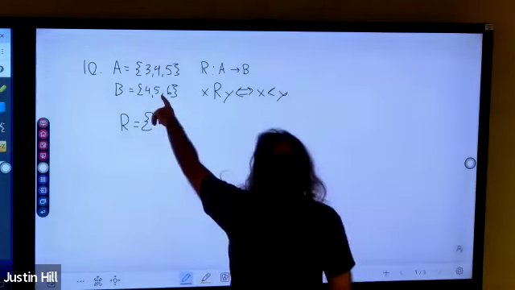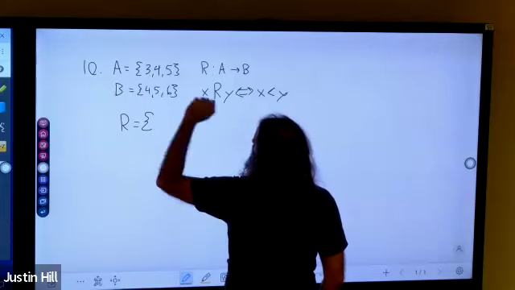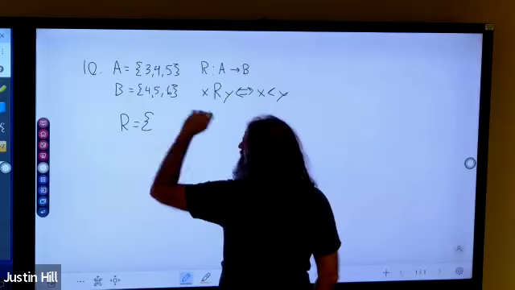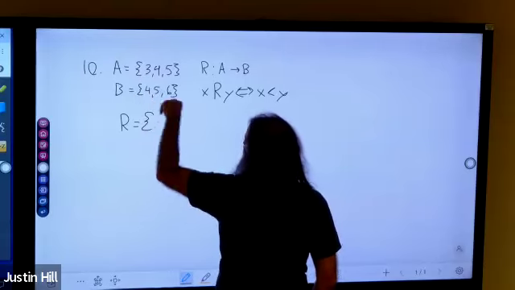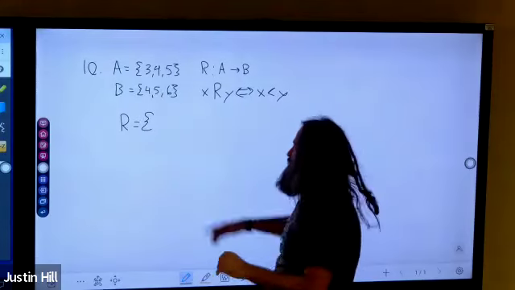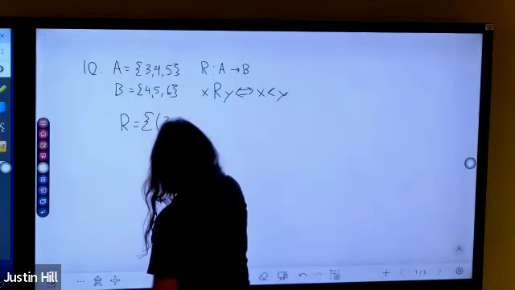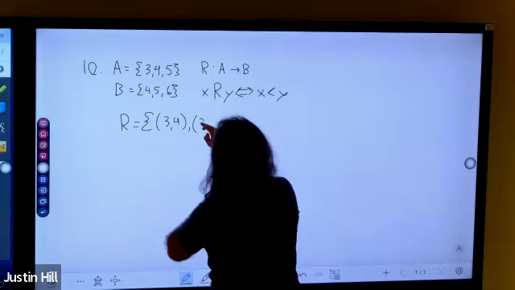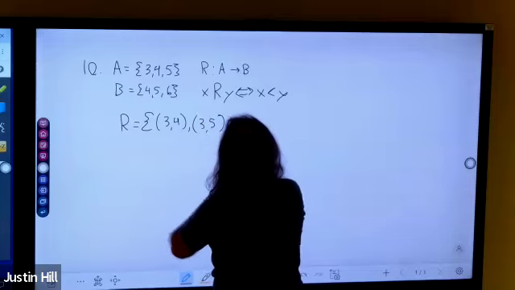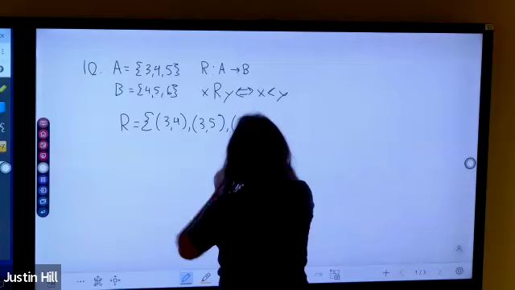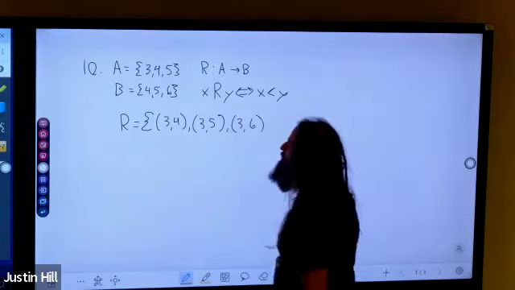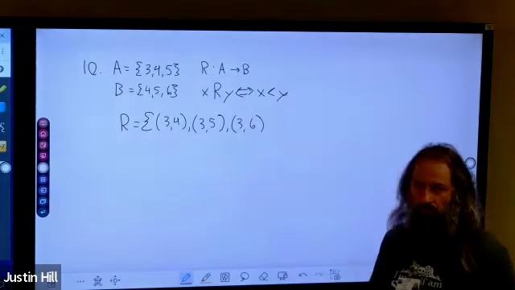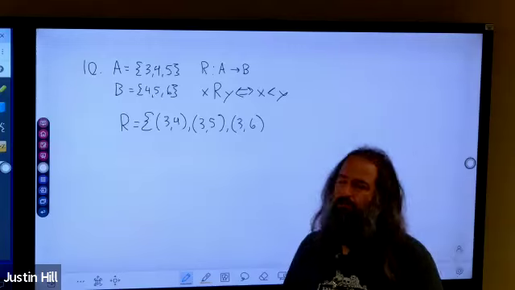So let's start with the 3. If I pick the 3 from A, which elements from B is 3 less than? Good, it's actually all of them. 3 is less than 4, less than 5, less than 6. So because 3 is less than 4, I get (3, 4), I get (3, 5), and I get (3, 6). Notice that my input has multiple outputs, and that's the whole difference between a relation and a function.